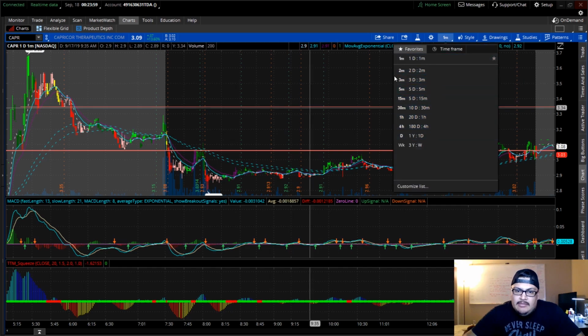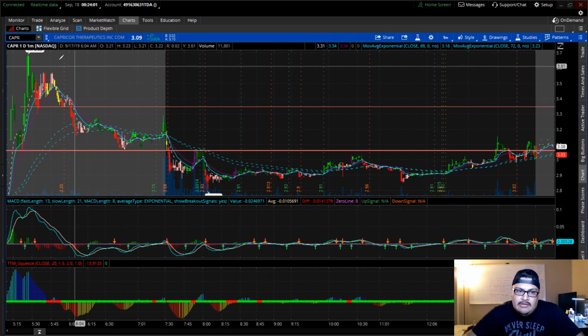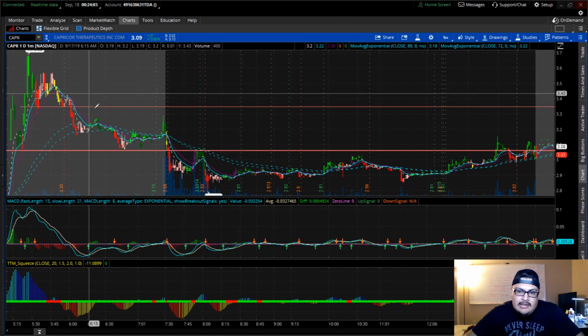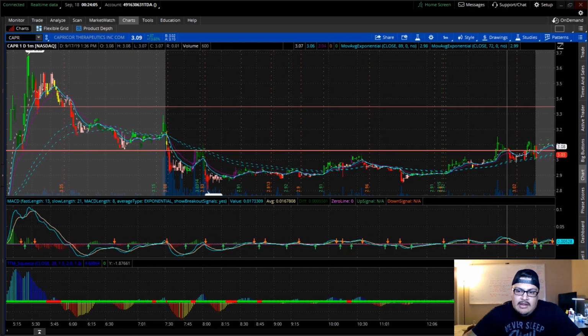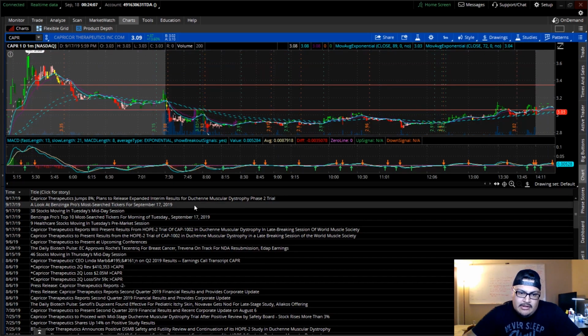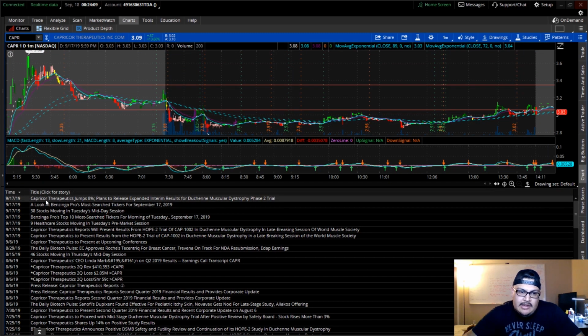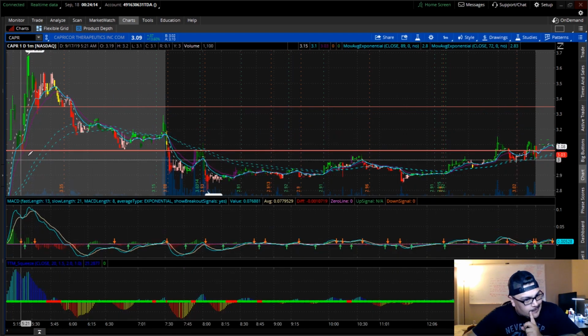We're going to be using Caper as our case study today. So this is a gap up here. They had news on some muscular dystrophy, news for a phase 2 trial. It gapped up.